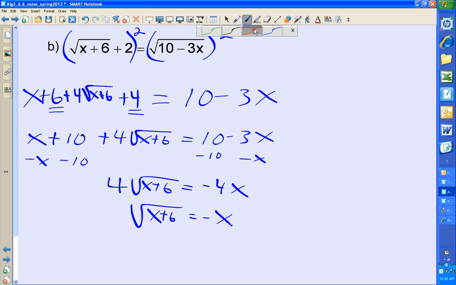So we take and square both sides again. On the left, what do we get? X plus 6. Be careful on the right. What do you get?